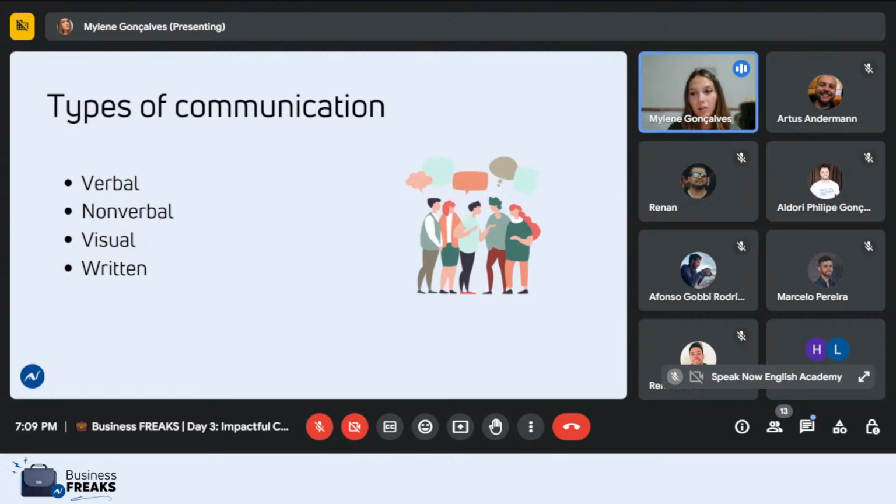right? Today, we're going to be focusing on verbal and written communication, okay? But of course, nonverbal and visual are also really, really important to communication. Body language, the way that you are going to express yourself with gestures, it's also really important when talking about communication, okay?